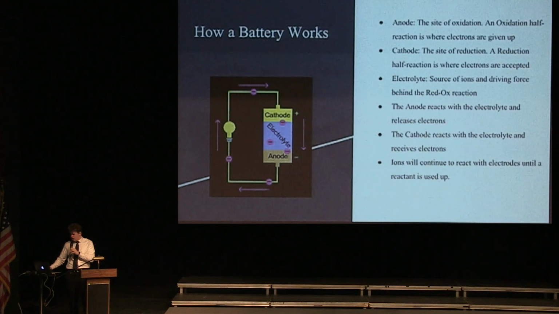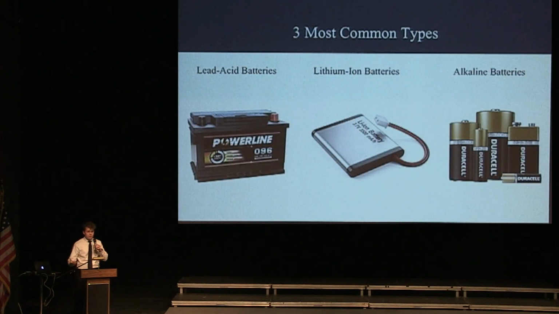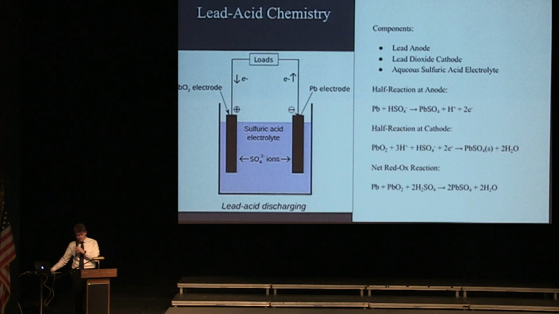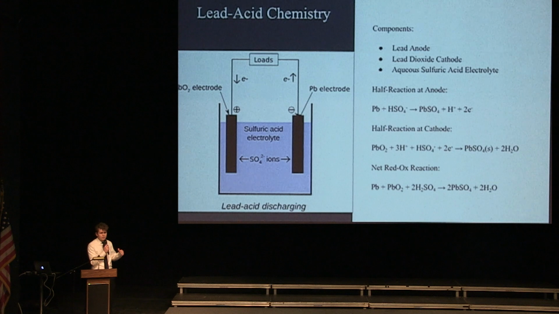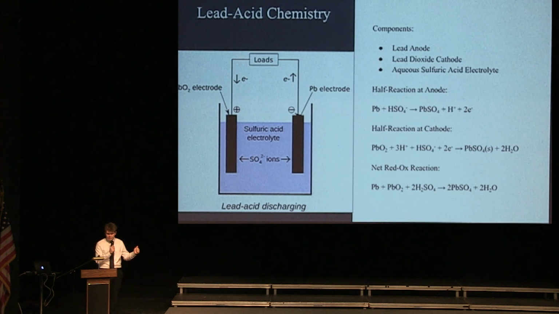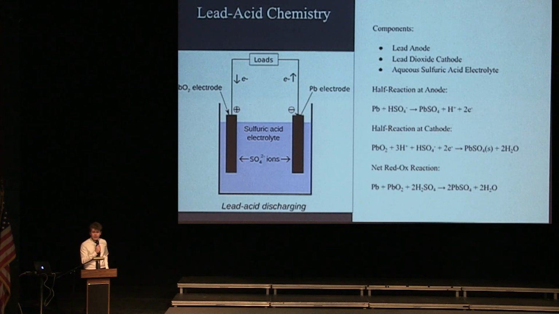Now, the three most common types of batteries are lead-acid batteries, like I said, used in cars, lithium ion batteries, and alkaline batteries. And we'll go over the chemistry of those three. Lead-acid batteries are used in cars mostly due to the fact that they're low cost and long life. They consist of a lead anode, a lead dioxide cathode, and a sulfuric acid electrolyte. And you can see here the different half reactions: at the anode, that's the oxidation half reaction, and the cathode is the reduction half reaction, and then put them together, you have your net redox reaction right there.